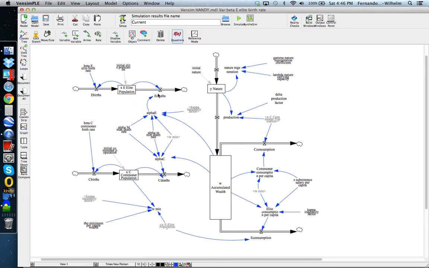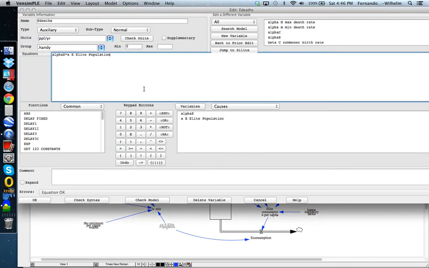Let's walk over to the deaths of elite population. If you look at that, you're going to see that it's driven by an alpha E coefficient that appears there, and the elite population. So it's a product of those two. Again, people per year as units.